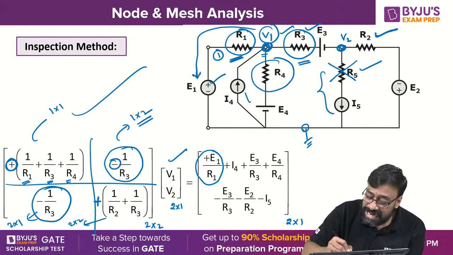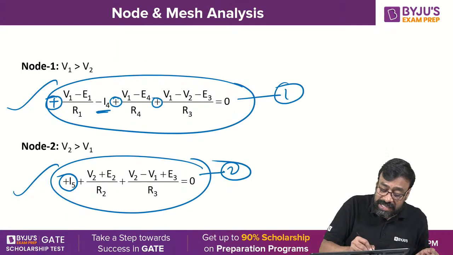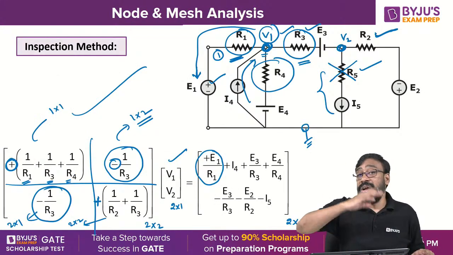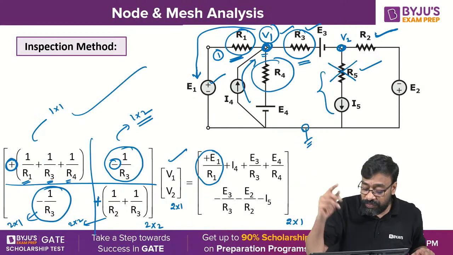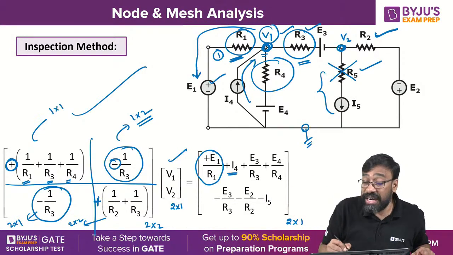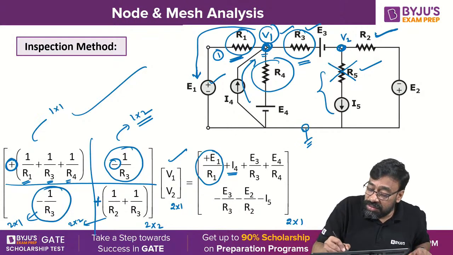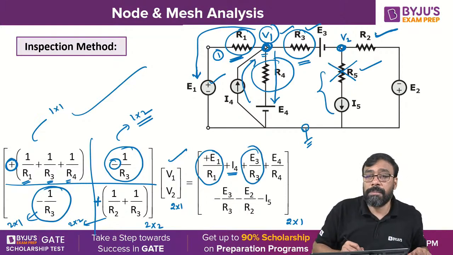Here, I4 is entering. Usually, entering current is negative generally. But you're writing that component to the right side, right? It's a right side component. Therefore, you take positive sign. Entering current becomes positive here. Understand? Okay. Then, current is leaving and touching positive polarity first, plus E3 by R3.